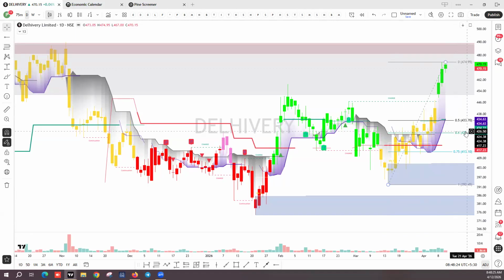So this is 60%, this is 75%. It has already given a 175% retracement. One more time, a 75% retracement may not be seen. It's not always seen. Okay.